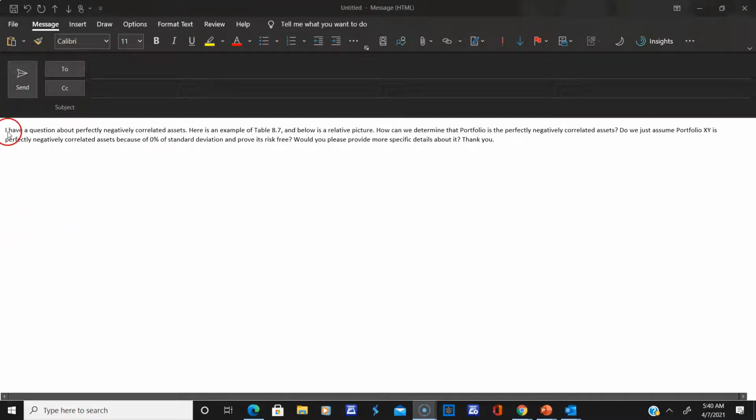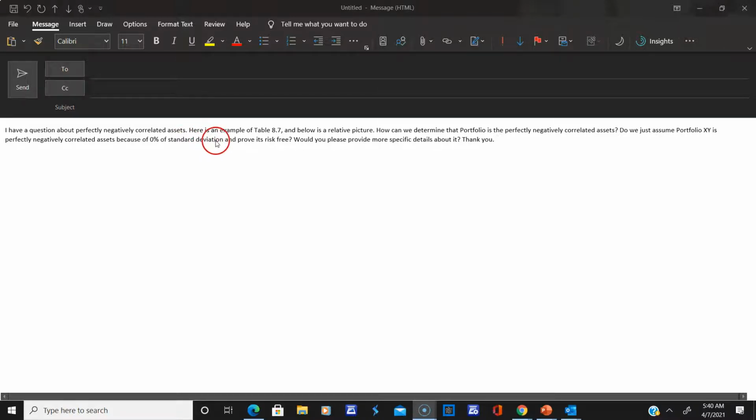So I received an excellent question, and it says, I have a question about perfectly negatively correlated assets. Here is an example of table 8.7 and below is a relative picture. How can we determine that the portfolio is perfectly negatively correlated assets? Do we just assume portfolio X and Y is perfectly negatively correlated assets because of 0% standard deviation?